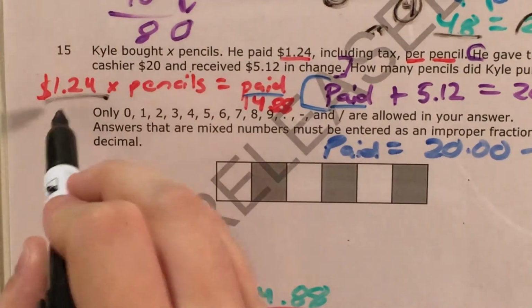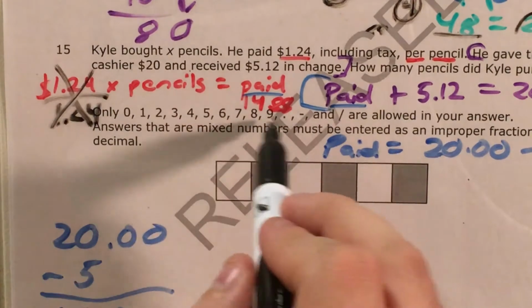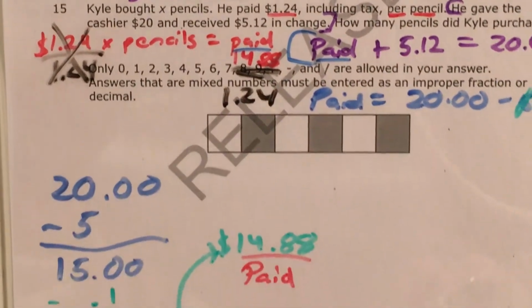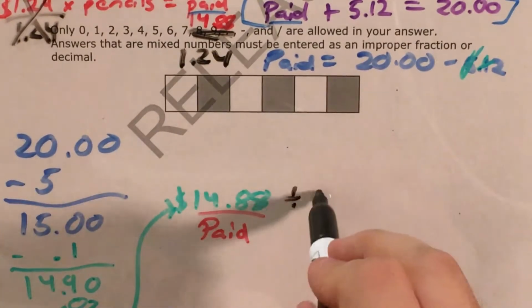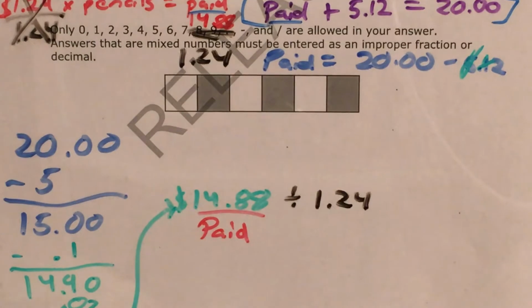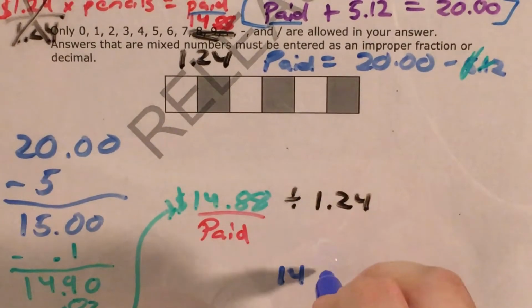I will divide by 124, and these go away. It just leaves me with the number of pencils. And I'm going to need to take 1488 divided by 124 to find that. Now I'm going to set up this division of decimals problem and then show the trick that I like to use for this. All right. So 1488 divided by 124.